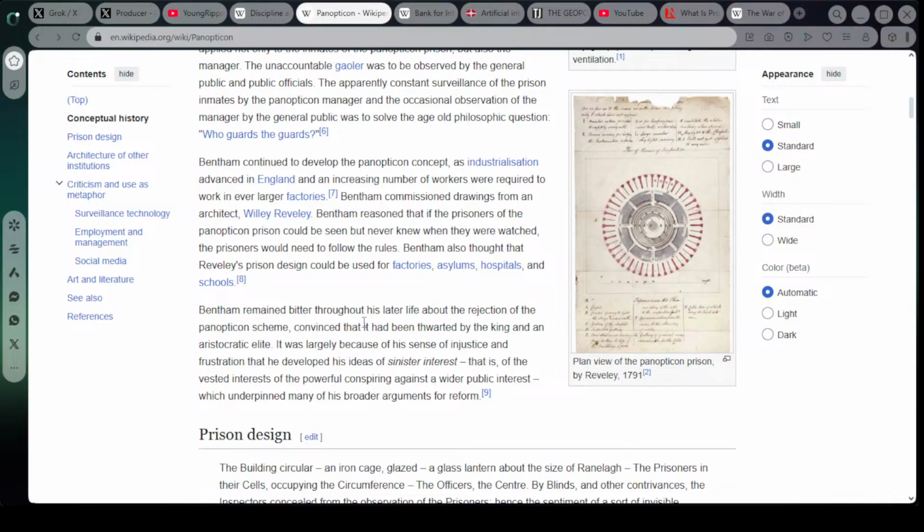Bentham remained bitter throughout his later life about the rejection of the Panopticon scheme, convinced that it had been thwarted by the king and an aristocratic elite. It was largely because of his sense of injustice and frustration that he had developed his idea of sinister interest, that is, a vested interest of the powerful conspiring against the wider public interest, which underpinned many of his broader arguments for reform.